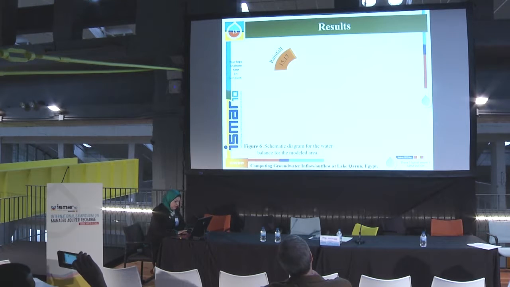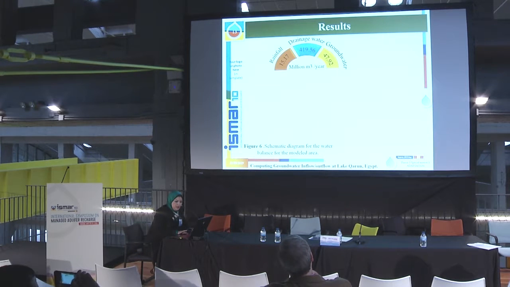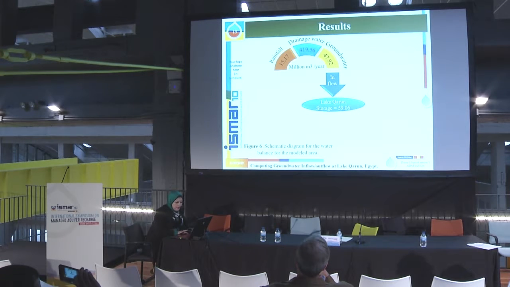The results of the water budget equation are rainfall approximately 15 million cubic meters per year, drainage water 419 million cubic meters per year, and groundwater 47 million cubic meters per year. These three components represent inflow water to Lake Karun. On the other side, the water pumped to the company is approximately 19 million cubic meters per year, and the evaporation is 104 million cubic meters per year. These two components represent outflow water from Lake Karun.